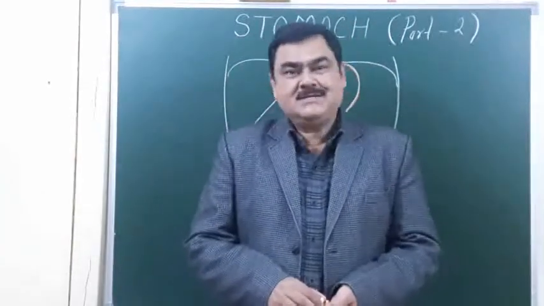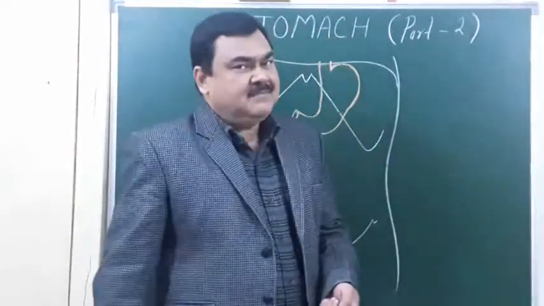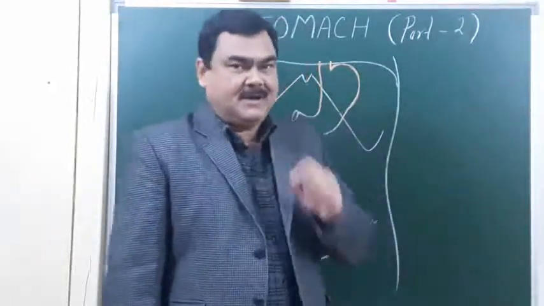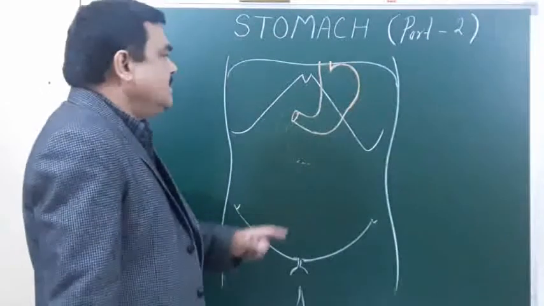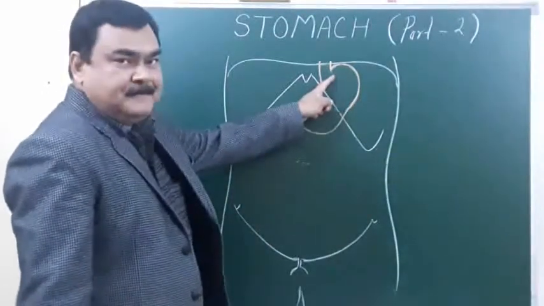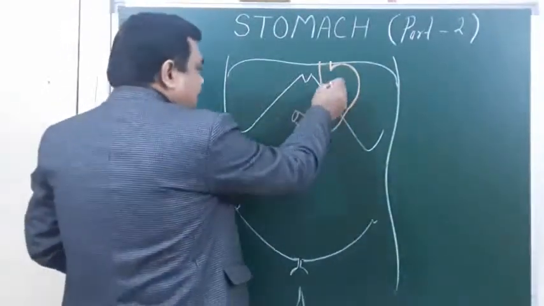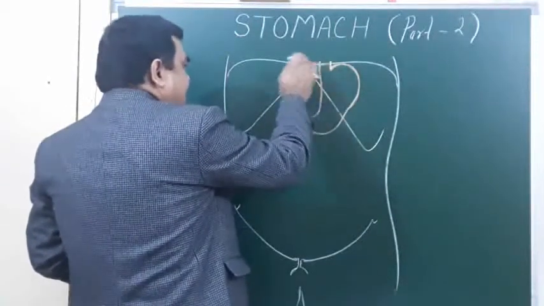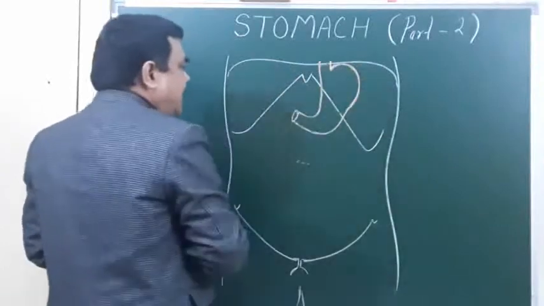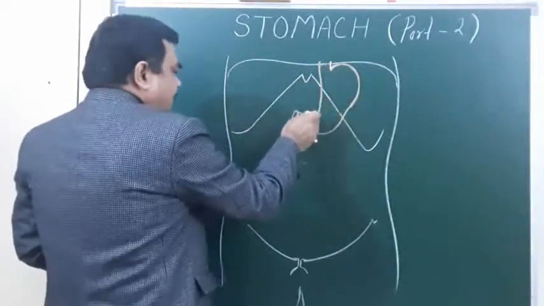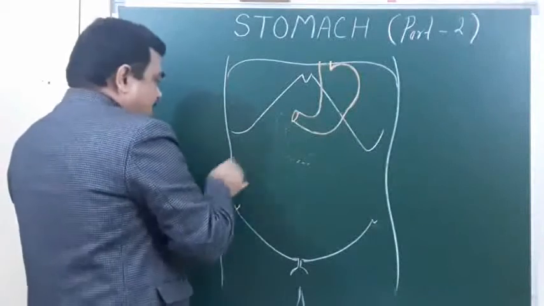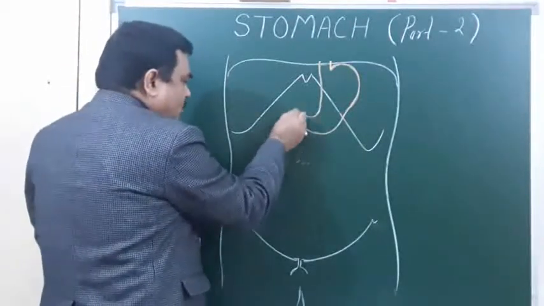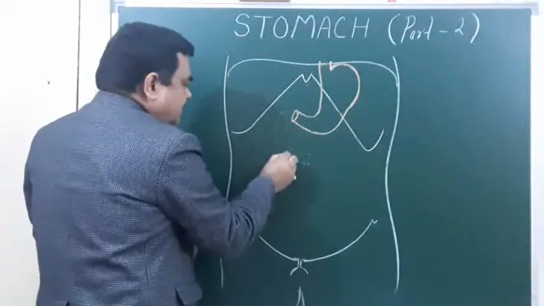Now we discuss the second part of the stomach, that is the external features of the stomach. Here in this diagram you can see the position of the stomach. Here is the esophagus, this is the stomach, this is the diaphragm. Here is the duodenum, shown in broken line.